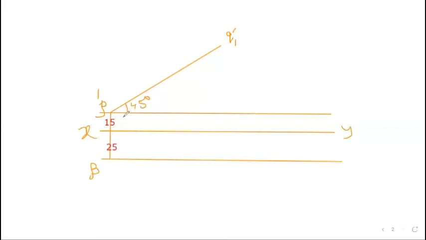Now it is 45 degree with the HP. So its top view will be a straight line parallel to the XY and it will be shorter than P dash Q dash. So now here we draw a vertical line. So this will be Q1. So this is the front view P dash Q1 dash and PQ1 will be the top view when the line is 45 degree with the HP. Clear?